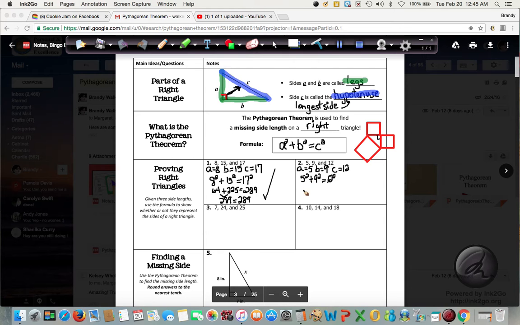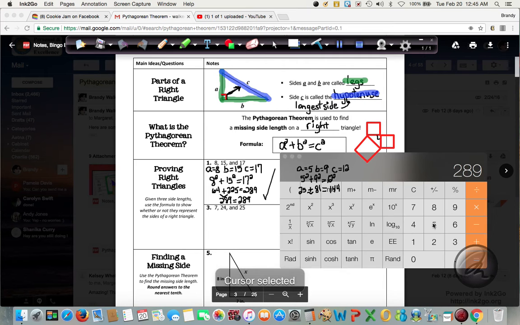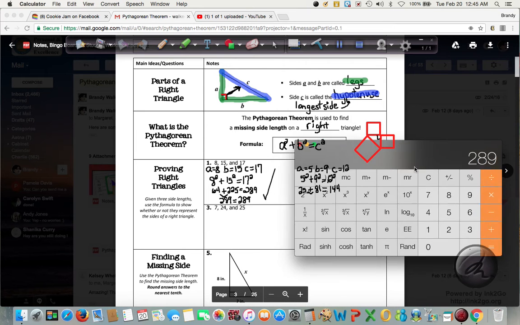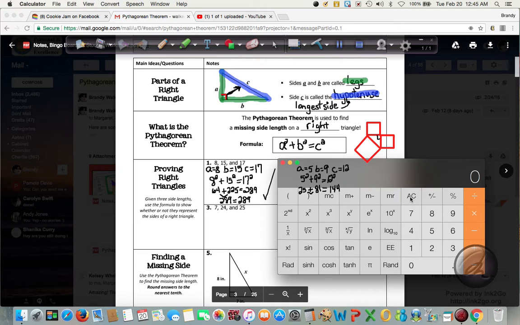So 5 squared is 25. 9 squared, 81. And again, you can use your squared button, that's fine. 12 squared, 144. All right, once I have this done, I want to add these two together. Let me get my handy dandy calculator here. Well, that'll work. Clear that out.